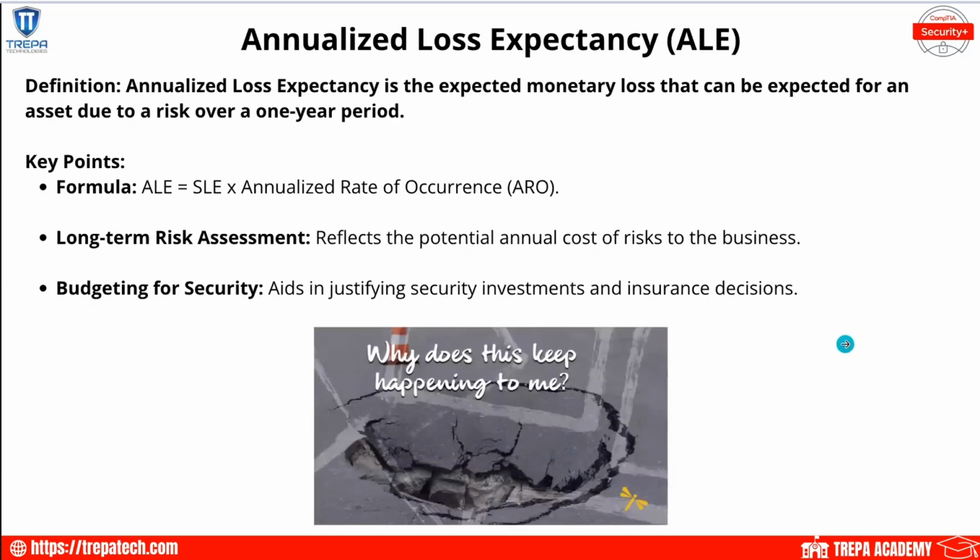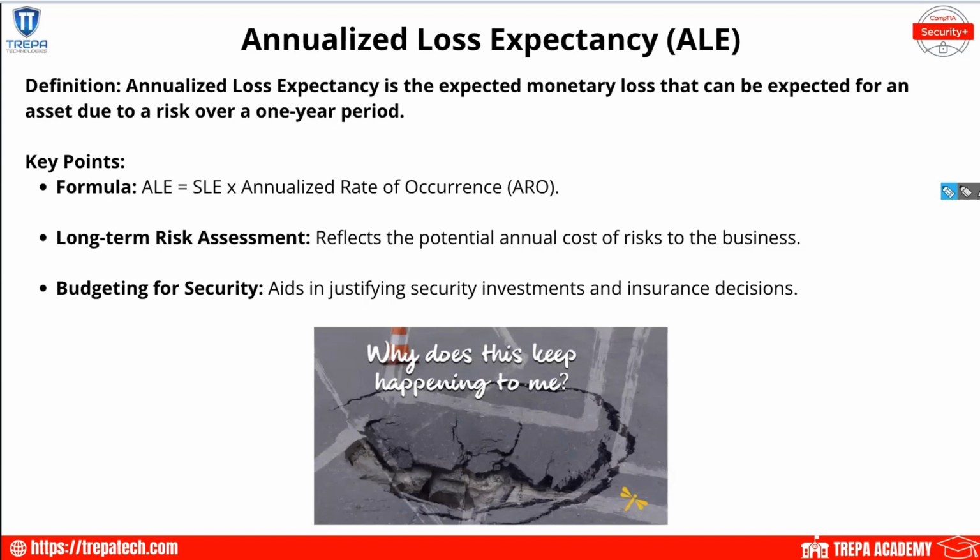The ALE is something that's going to be pretty much what we show to our business, to our stakeholders. This is the annual loss expectancy. This is calculated by taking the single loss expectancy times how many times this risk is going to occur throughout the year. So this is our long-term risk assessment.